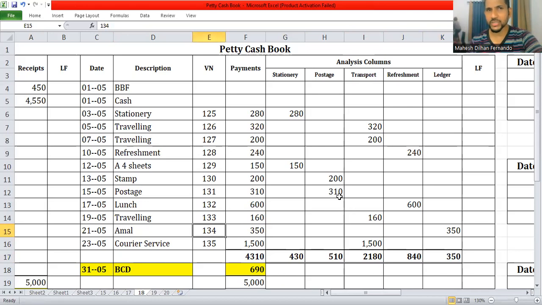Do you want more activities on petty cash book? What do you think? Amir, Vashani, do you want more additional questions? Or shall we move to the next lesson next week? It's up to you to decide.